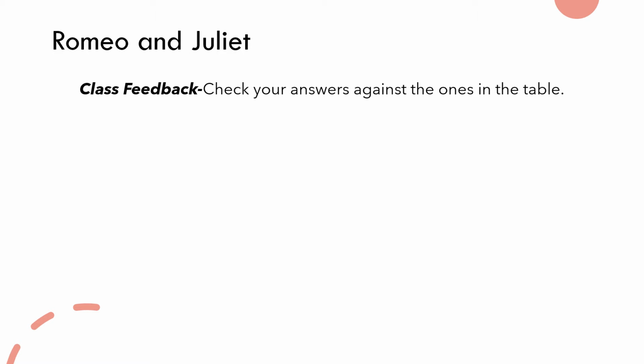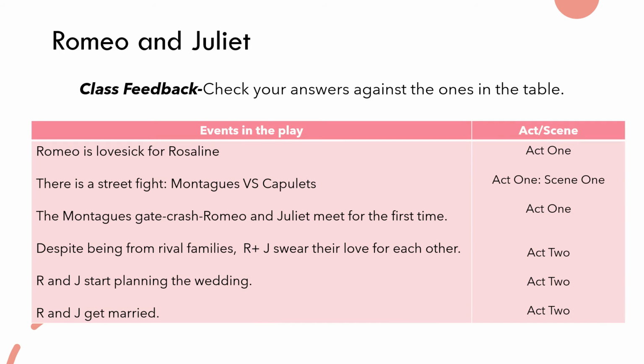Class feedback. Check your answers against the ones in the table below. So as we look through the answers now, you'll see we've got two different columns. We've got the events in the play, and we've got the act and the scene in which they occur. These are going to be very important when you apply your understanding to the exam question, and it might be that your exam question asks you to focus on one extract that's placed in front of you, but also demonstrate other instances where characters or events play a key role within your understanding of the play. So knowing when these events occur is very important as well.